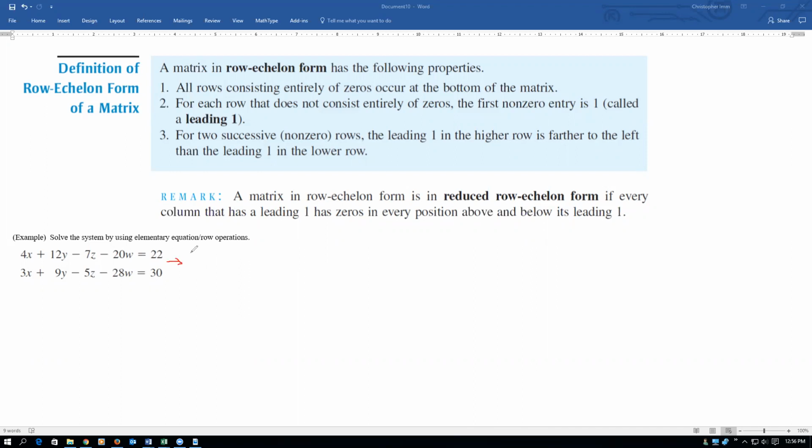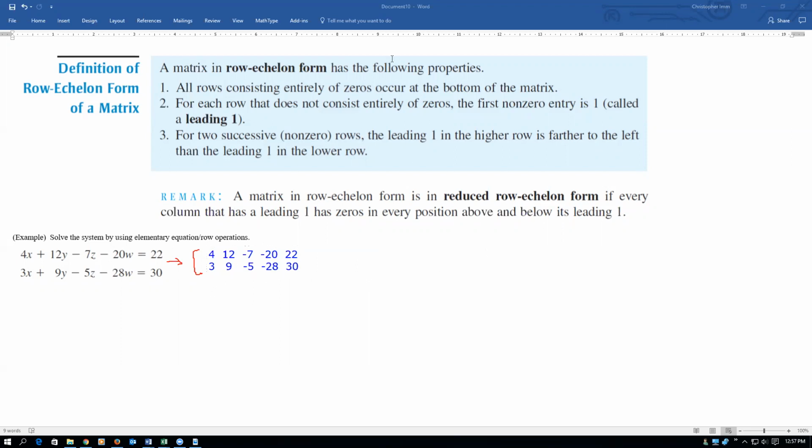So I'm going to go ahead and create my matrix. My matrix will consist of these coefficients. So I have 4, 12, -7, -20, and 22. In my second row, I have 3, 9, -5, -28, and 30.